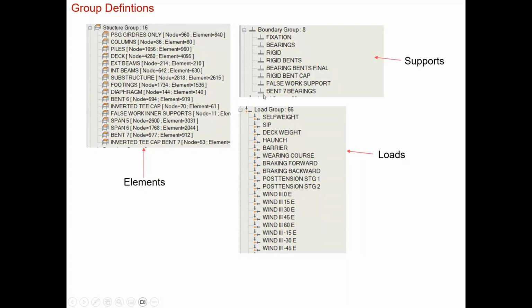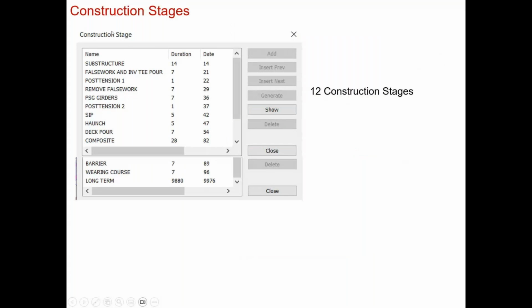And the reason for creating those groups is this is how Midas understands construction stages. Whenever you define your stages, you want to activate or deactivate either an element group, a load group, or a boundary group. So that's how you basically create your construction stages.